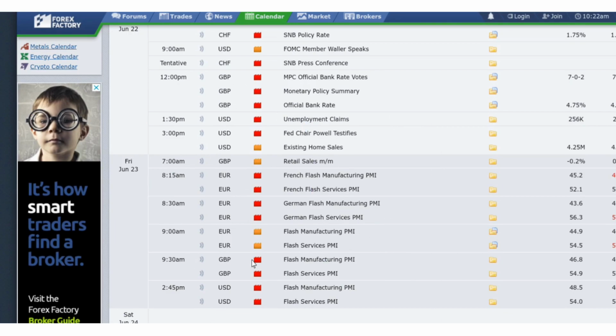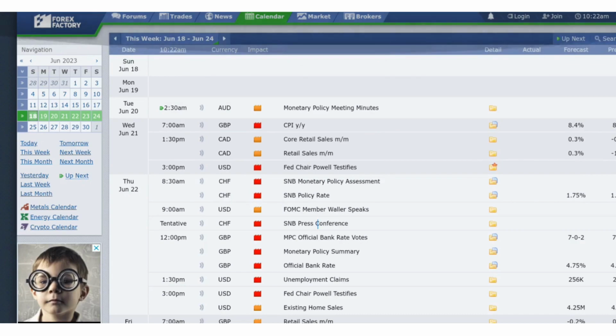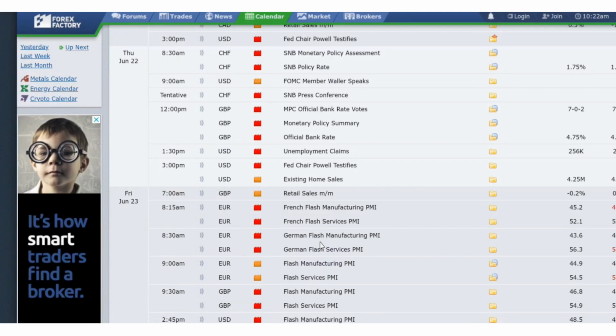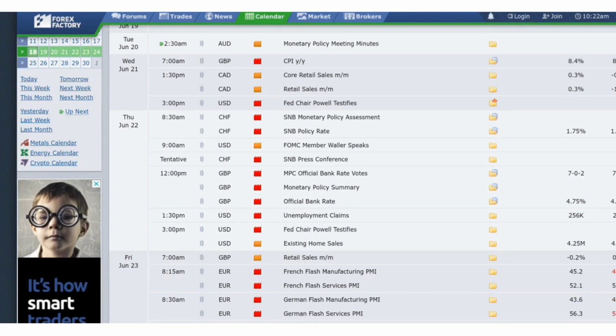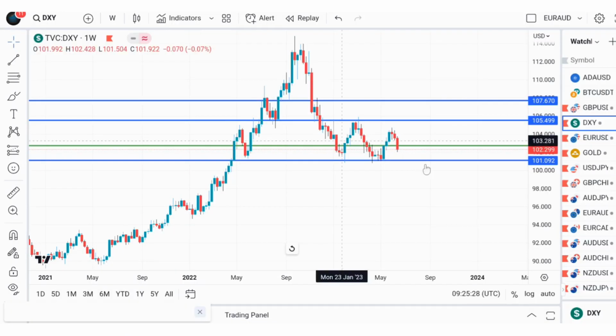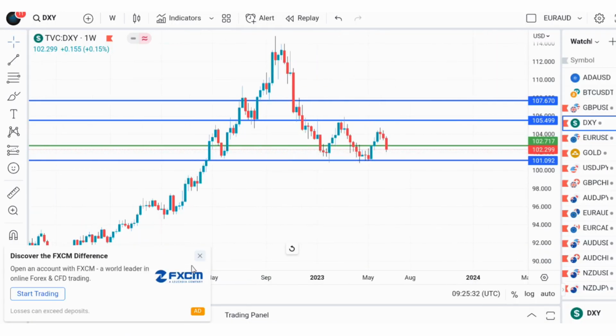And then Friday too we have the flash manufacturing PMI and services PMI out of the pound, and then the US dollar. So this week we have some economic activities that bring volatility into the market, especially from the pound, the USD, the euro, and the Swiss franc. So let's see how it goes right there. So let's go back to the technical.